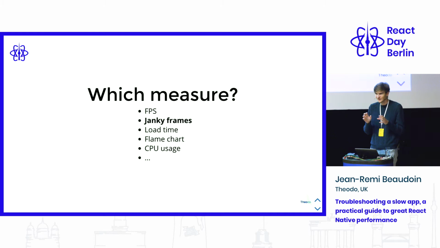Just to give you a quick introduction to what janky frames are. In your React Native application, you have your JavaScript thread where logic is running all the time, and it's trying to push an update to the view of your application every 60th of a second. So you're trying to have 60 frames per second. And every time your JavaScript thread is not ready to push something new, you have what you call a janky frame. It's like the view has not been updated. So that's the measure we picked.